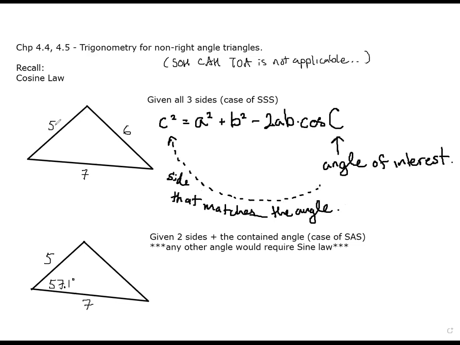For example, if you want to find this angle right here, C would be 5 because it matches, it's the opposite side. If you wanted to find this angle here, for whatever reason, the question said I want that angle, then the value of C would be 6. It is the opposite side, the corresponding side to that angle.